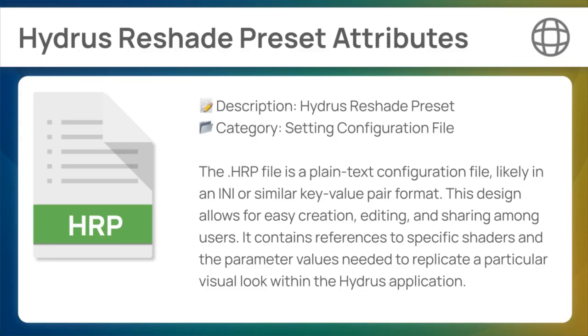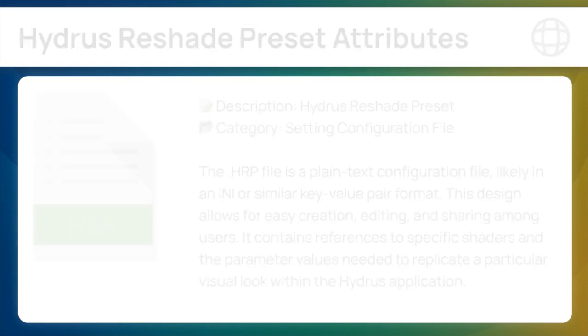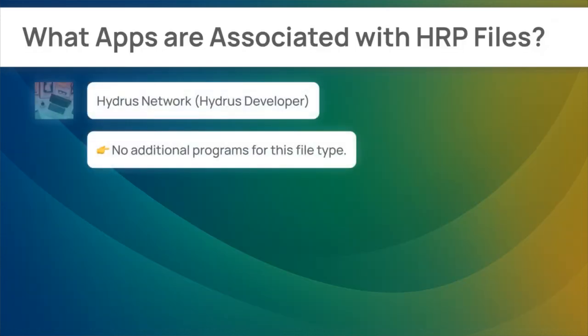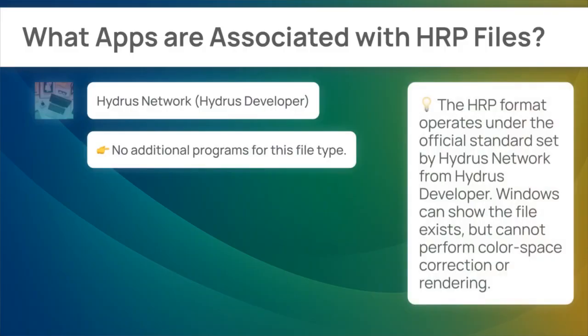It contains references to specific shaders and the parameter values needed to replicate a particular visual look within the Hydrus application. Windows registers the HRP file as an opener for Hydrus Network, developed by the Hydrus developer. Windows can show the file exists but cannot perform color space correction or rendering. Windows cannot ensure settings are correct, so adjusting values is best done cautiously.